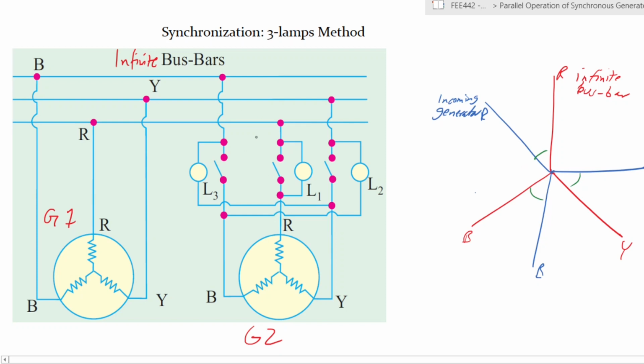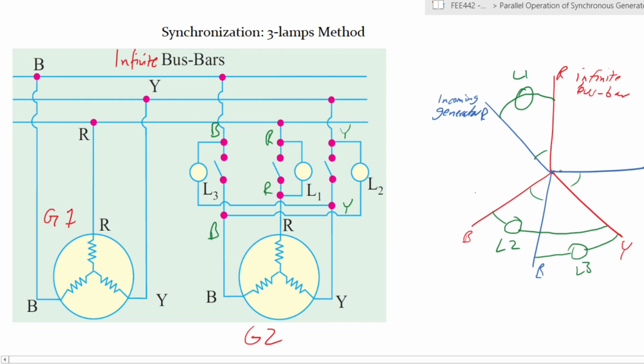Now if we look at how the lamps have been wired, lamp 1 is connected between the red of the infinite bus bar and the red of the incoming generator. So lamp 1 is in between the two like that, right? Then you have lamp 2, which is connected between the yellow of the infinite and the blue of the incomer. Okay. Then you have lamp 3, which is connected between the blue, which is there, and the yellow. So it goes through here to the yellow, right? So lamp 3 is connected in between those.